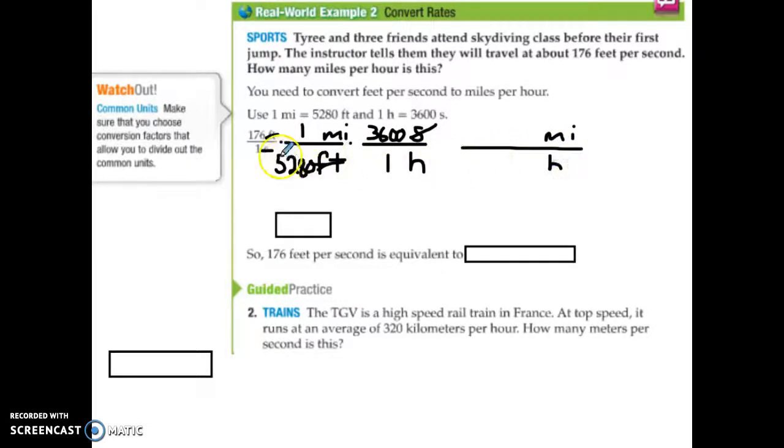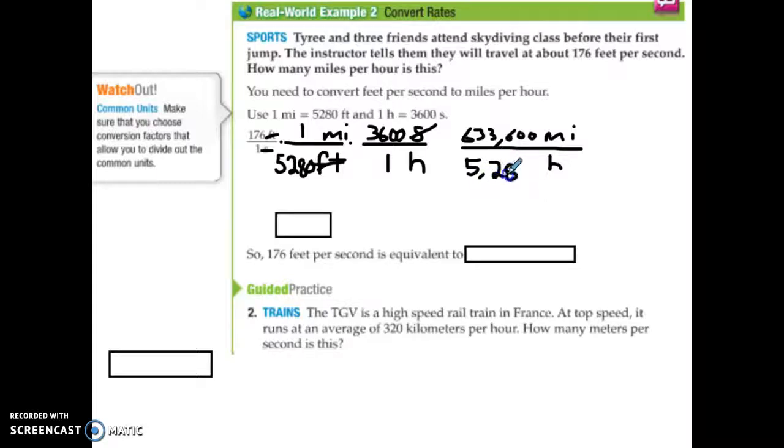So now on top I have to do 176 times 3,600. And I pull out my calculator for that. Oops, 176 times 3600. And I get, ooh, a big number. 633,600. And on the bottom now I have 5,280 times 1, which is 5,280.